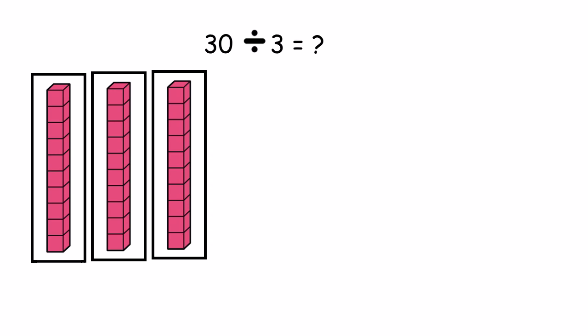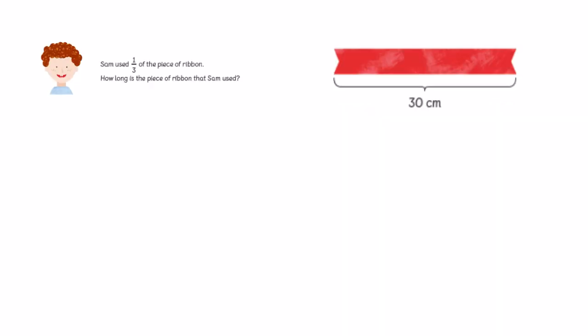We could also use our knowledge of multiplication. We could use the inverse. If 10 times 3 is 30, then 30 divided by 3 will be? Correct, 10. Now that we know that Sam used 10 centimetres of the ribbon, let's see if we can prove that our answer is correct. Can you draw a bar model to show how you'd work out what 1/3 of the piece of ribbon is? Pause the video, see if you can do it.